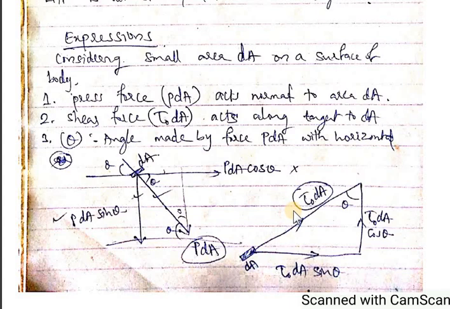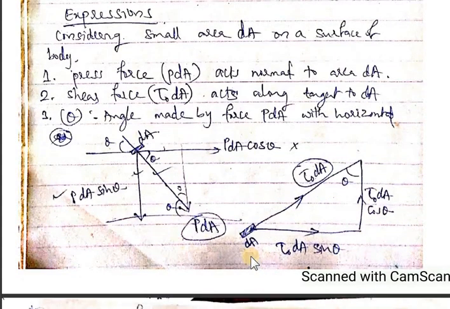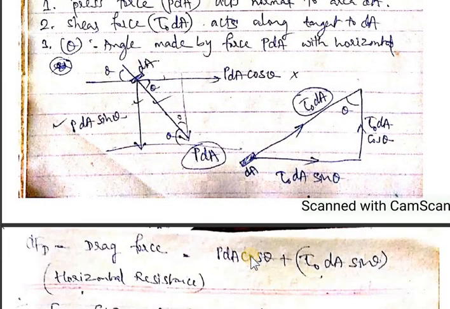So theta is considered here as per the given sketch, after tilting the body, with the tangential force. After resolving this tangential force tau naught dA in the vertical direction, which is upward, that is tau naught dA cos theta, and in the horizontal x direction, that is tau naught dA sin theta. Like this we can resolve the forces and write the resultant forces.